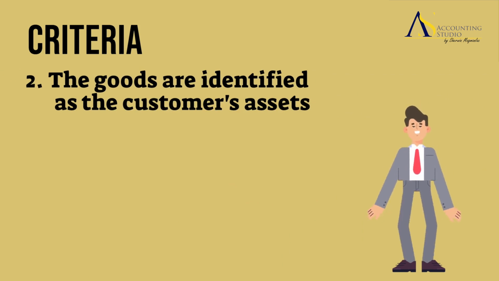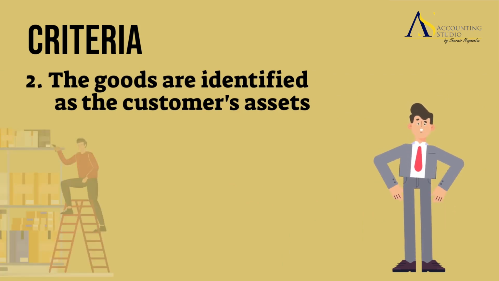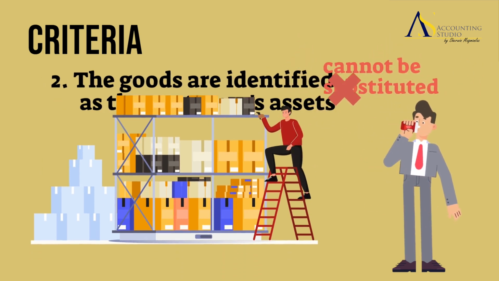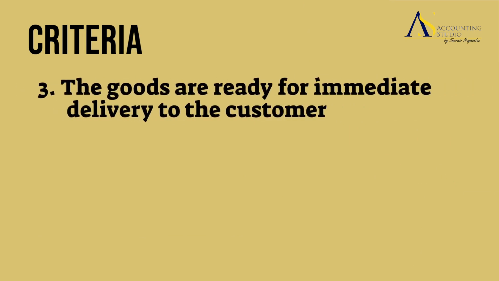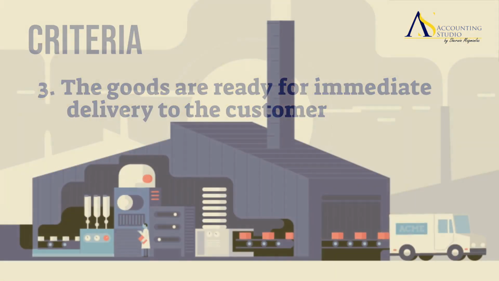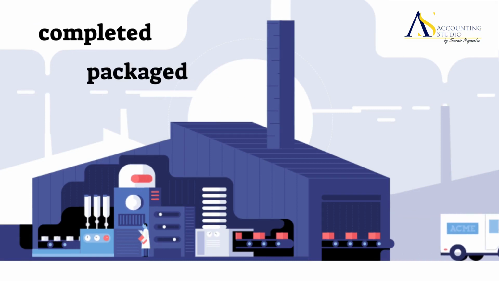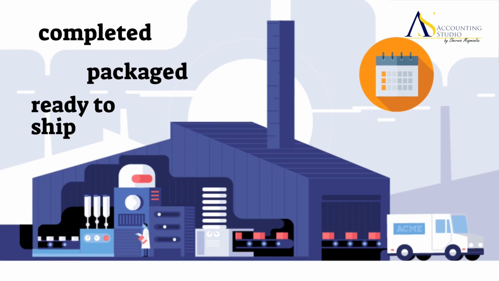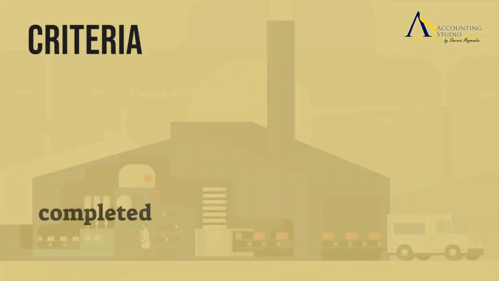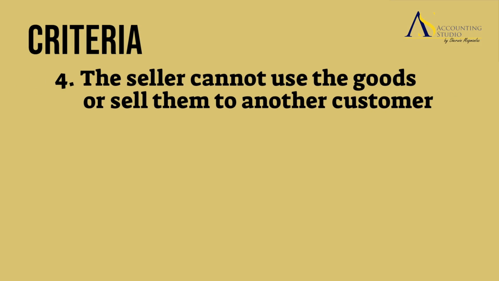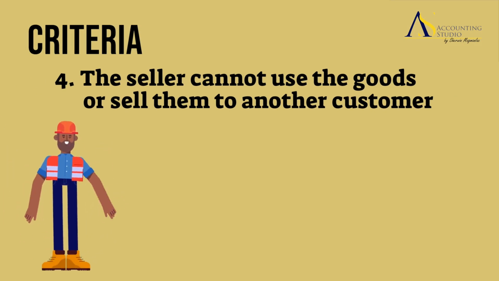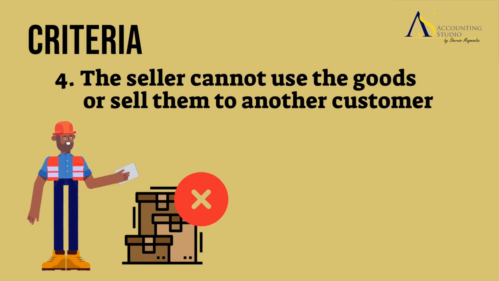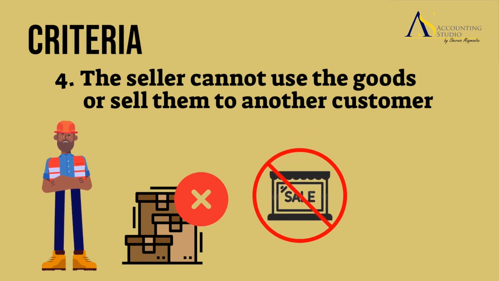To qualify as the customer's asset, the sold goods must be stored separately and cannot be substituted for identical goods. The goods are ready for immediate delivery to the customer. The goods must be completed, packaged, and ready to ship. There must be a fixed and reasonable schedule for the delivery of goods to the buyer. The seller cannot use the goods or sell them to another customer. To meet this criterion, the seller cannot have the ability to use the product or direct the product to another customer once the product is sold.